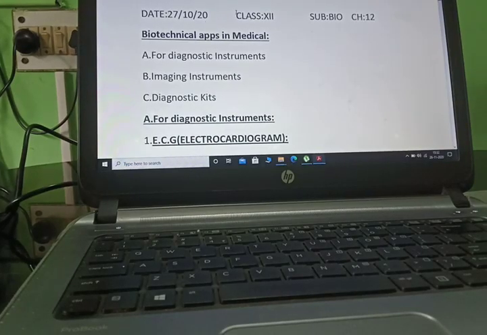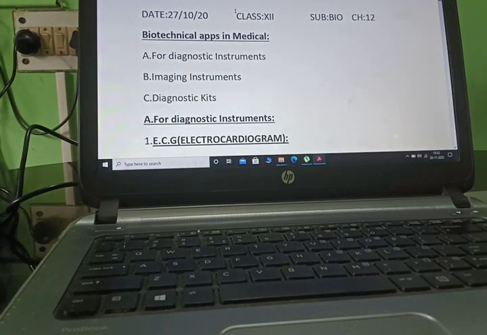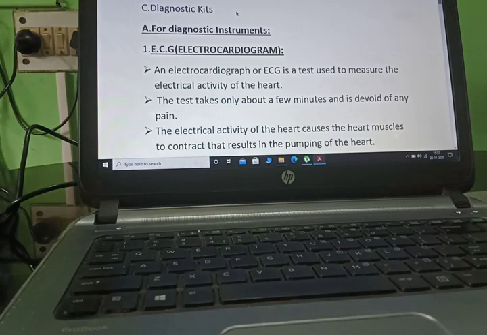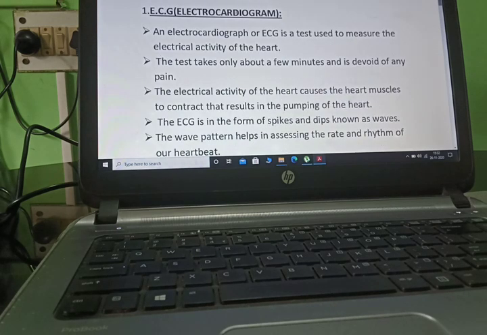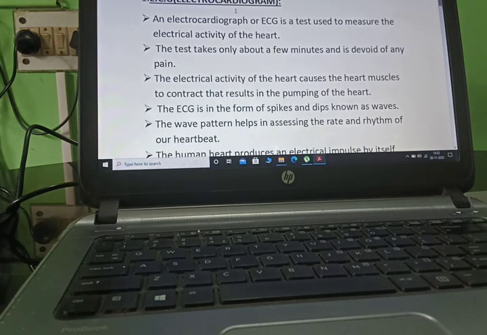Hi students, today we are starting our next topic, that is biotechnical apps in medical. These apps are of three types: for diagnostic instruments, imaging instrument and diagnostic kits. We are starting with diagnostic instrument. Number 1, we are starting with ECG, that is electrocardiogram.